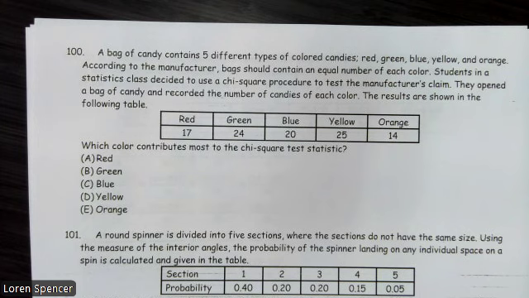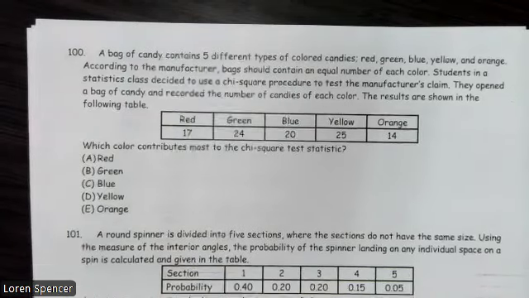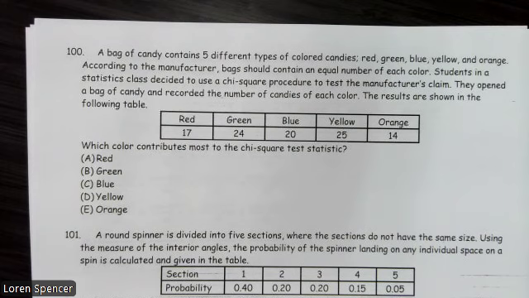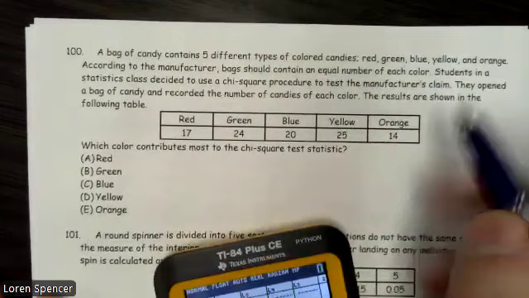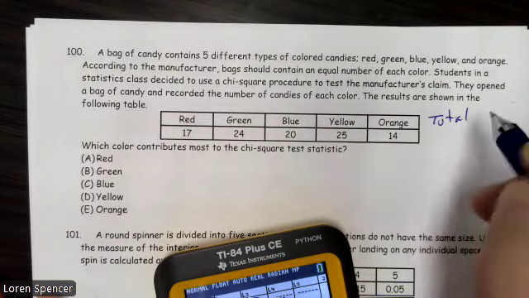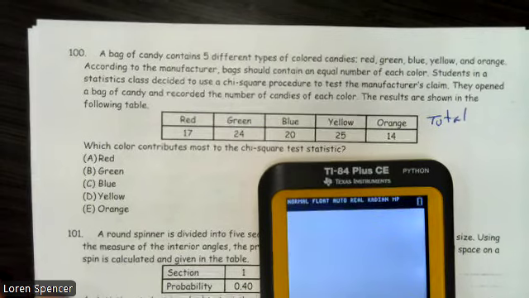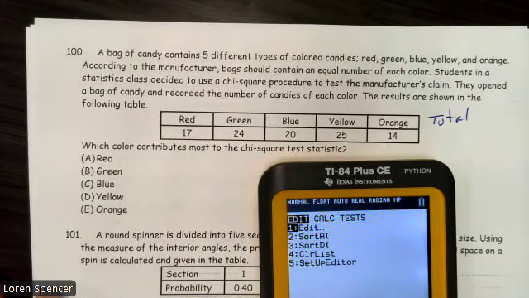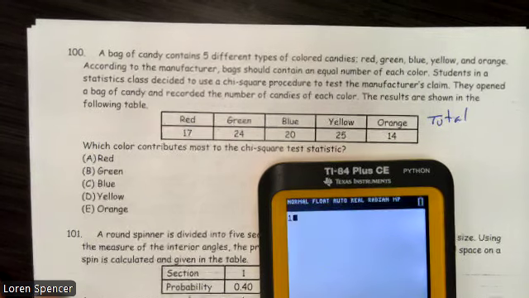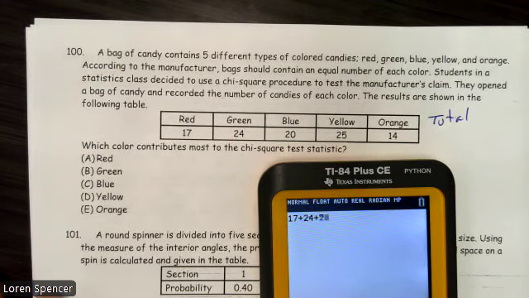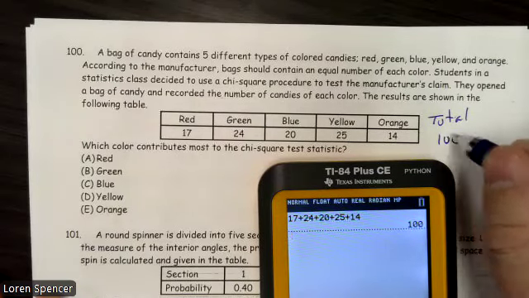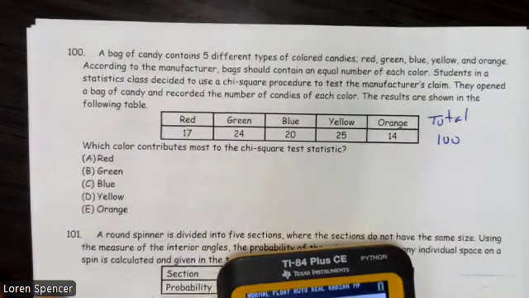Which color contributed most to the chi-squared? Well, first off, I can actually run this test and find the answer, or I can look at it and figure it out. First off, let's add up the number of colors because we need to get a total. I'm going to go ahead and run the entire test, and we'll talk about other things as we go along. So 17 plus 24 plus 20 plus 25 plus 14. We end up with a total of 100.